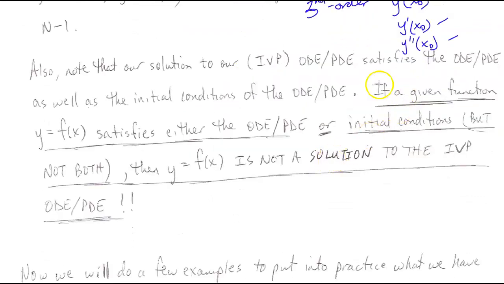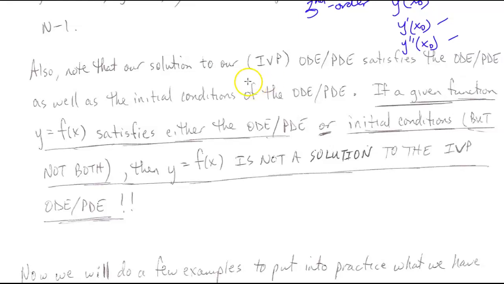Now, also note that the solution to our initial value ordinary or partial differential equation satisfies these equations as well as the initial conditions. If a given function f of x satisfies either the ODE or partial differential equation, or the initial conditions, but not both, then we know that the function is not going to be a solution to the initial value problem, okay?